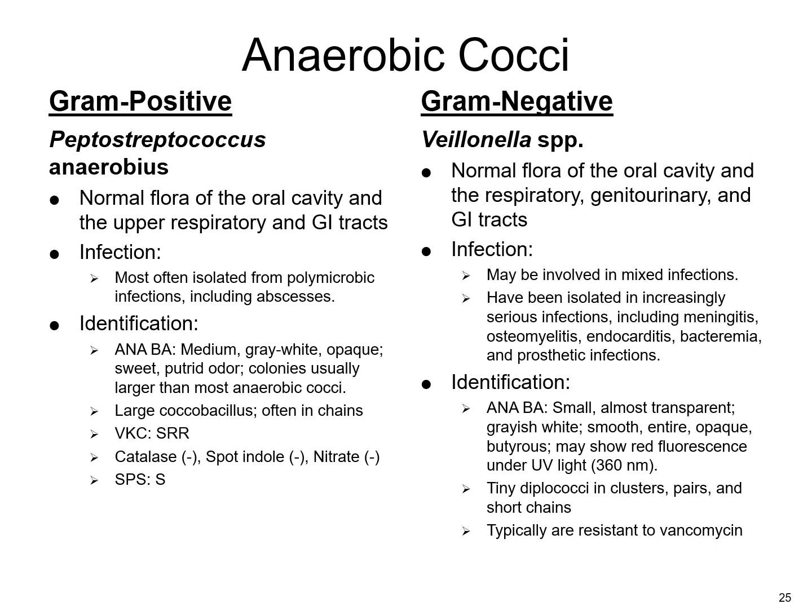If we were to look at it on gram stain, we'd see large coccobacilli that form chains with a VKC of sensitive, resistant, resistant, catalase negative, spot indole negative, nitrate negative, and SPS susceptible. Veillonella species are gram-negative anaerobic cocci. These are normal flora of the oral cavity, respiratory tract, genitourinary tract, and GI tract.